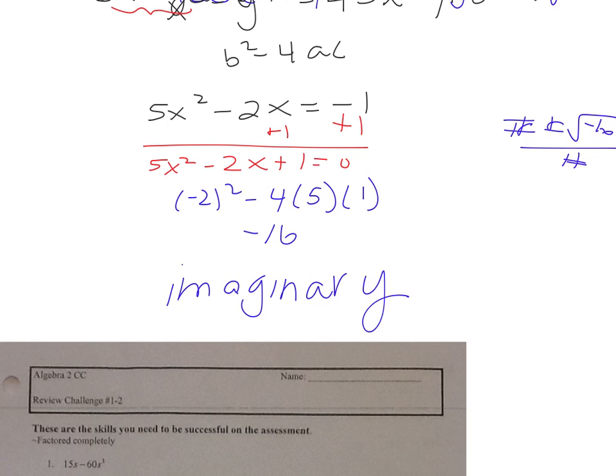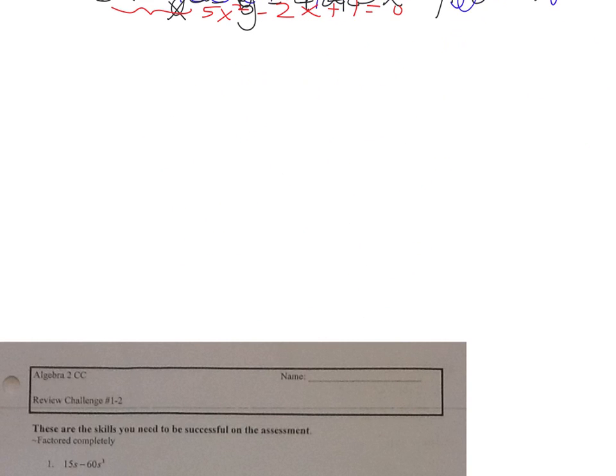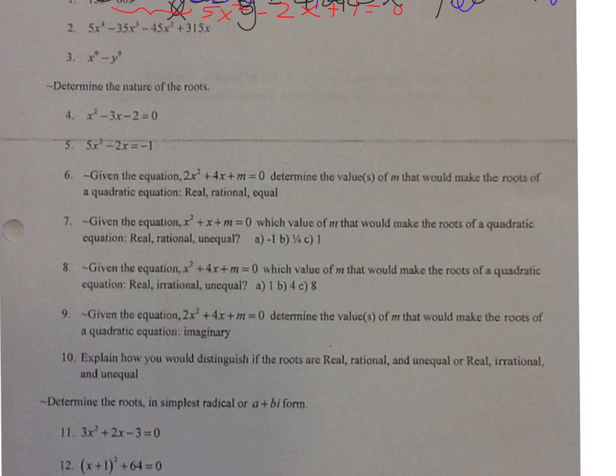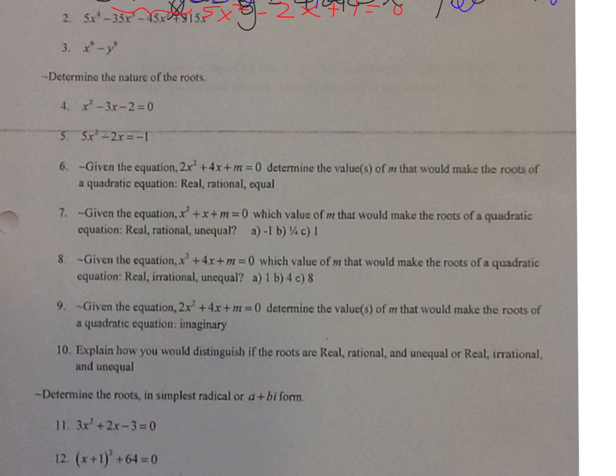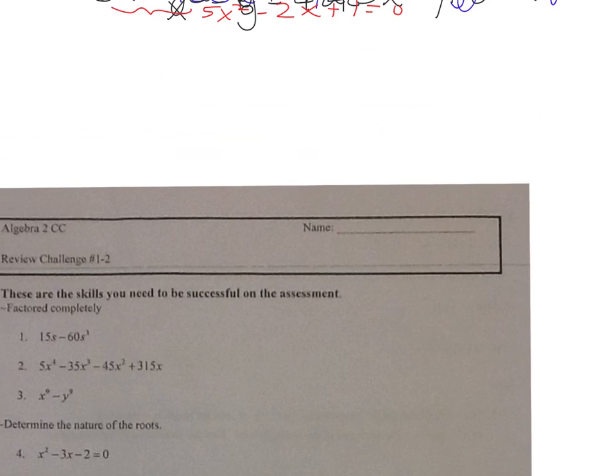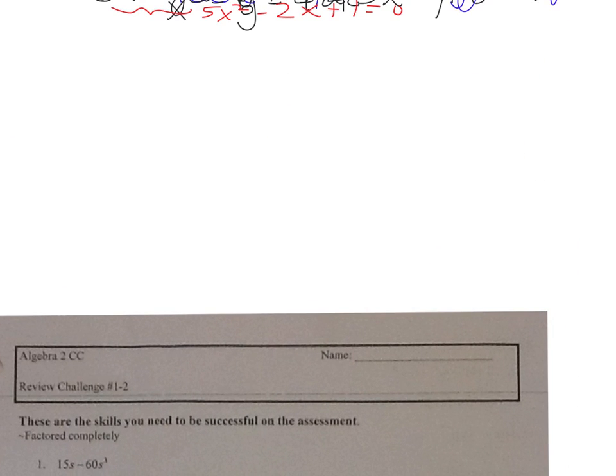Okay, so let's take a look at 6, applications of it. Okay, so it says, given 2x squared plus 4x plus m equals 0, determine the values of m that would make the roots of the quadratic real, rational, equal. Okay, so let me write that down. That's 2x squared plus 4x plus m is equal to 0.